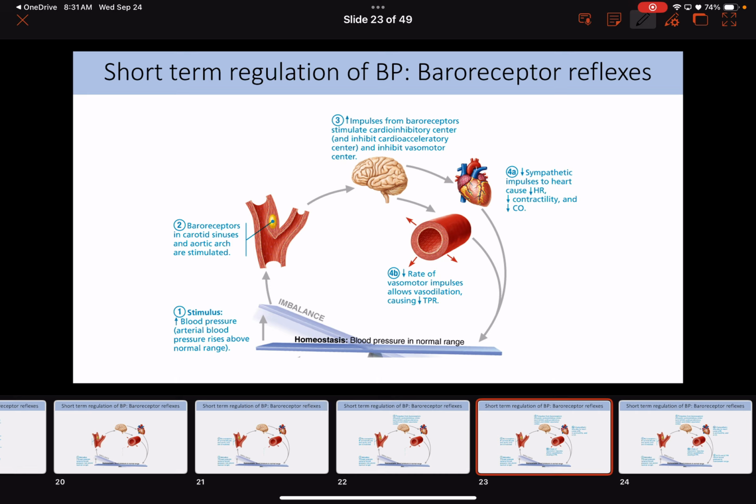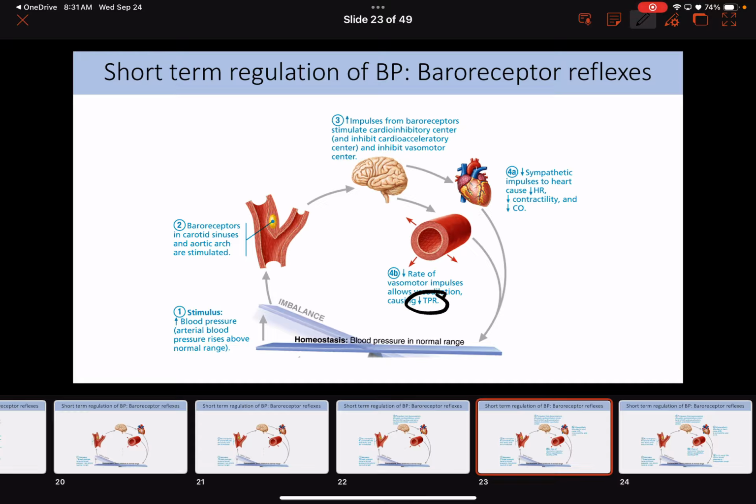And on the vasomotor side, we're going to decrease the rate of vasomotor impulses. So we're not sending messages to the vasomotor center or the blood vessels very often, which is going to allow them to relax. Same thing with the blood vessels: less impulses to the blood vessels, which allows them to relax. So by relaxing the blood vessels, we decrease our resistance. Now the book is going to tell you TPR. TPR is total peripheral resistance, but I'm okay if you just say a decrease in resistance.